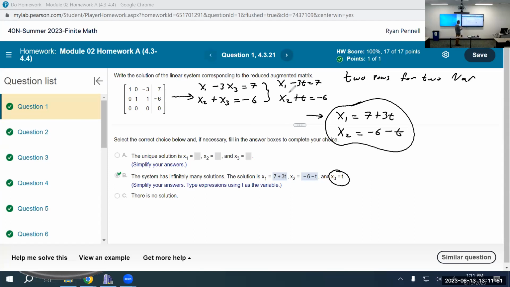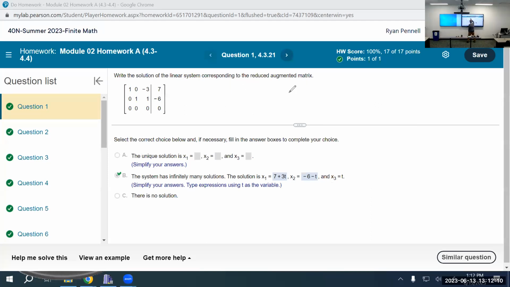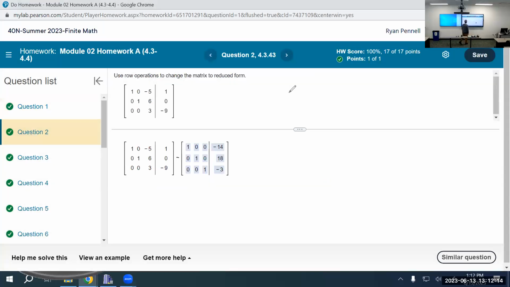It might feel a little confusing because they just gave us the result. We're starting with the result after they've reduced their matrix, and we're just finding the solution. Well, the solution is infinitely many solutions. I'll save a picture of that, and I'm going to move on to number 2.